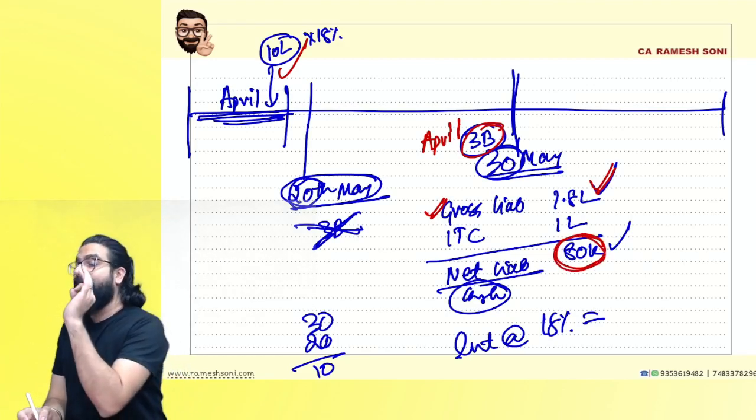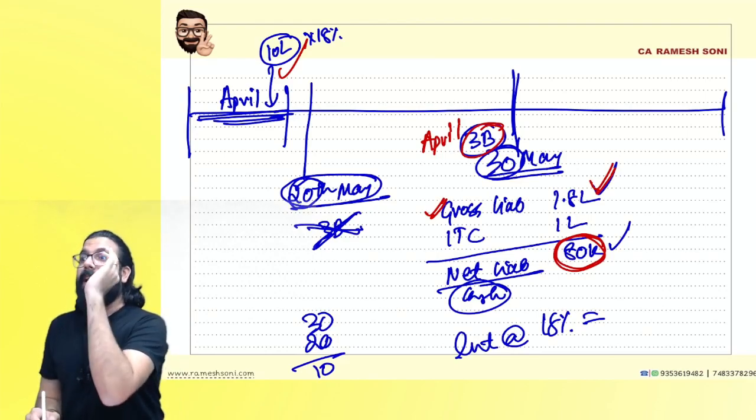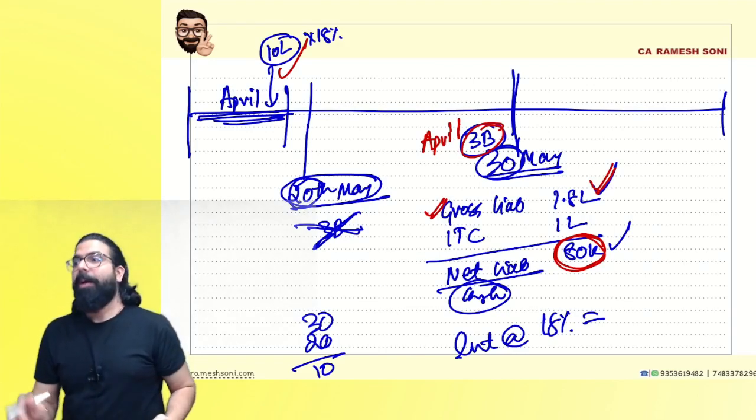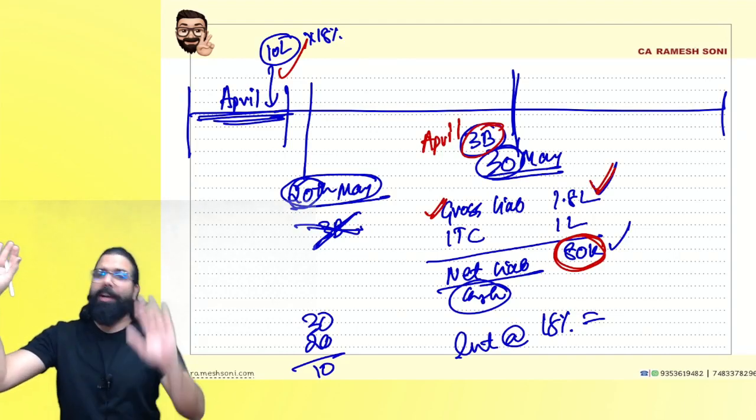Remember one thing, everyone listen carefully. You will be liable to pay interest only on 80,000 rupees. Are we all clear? It's just that same return, people. It's just that your return is filed late.